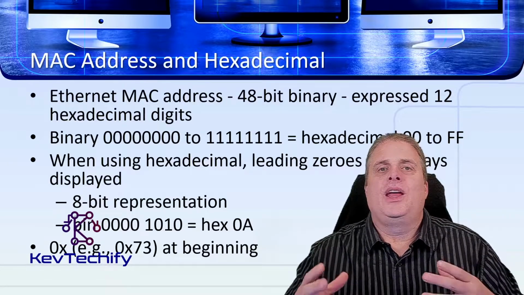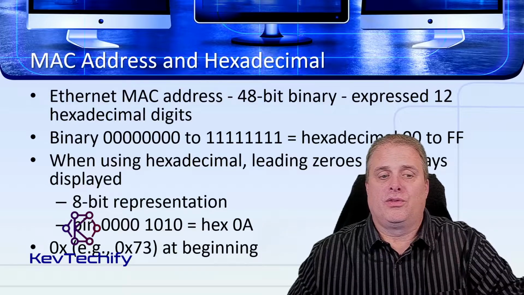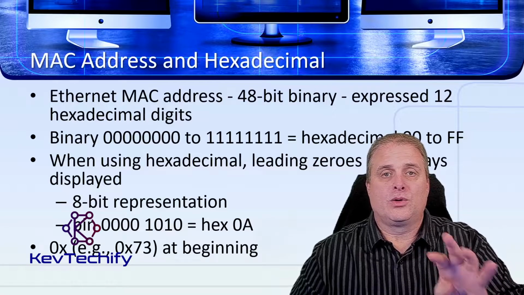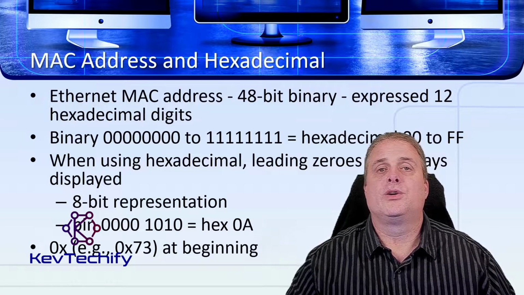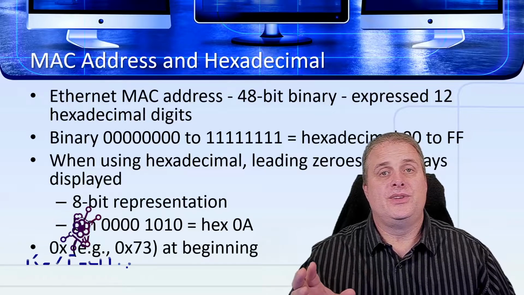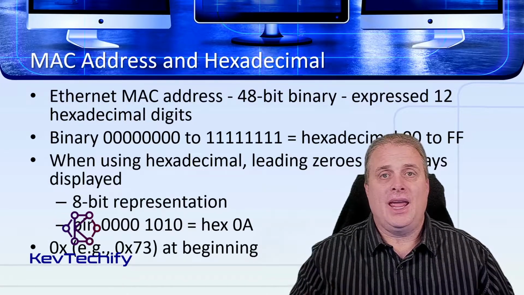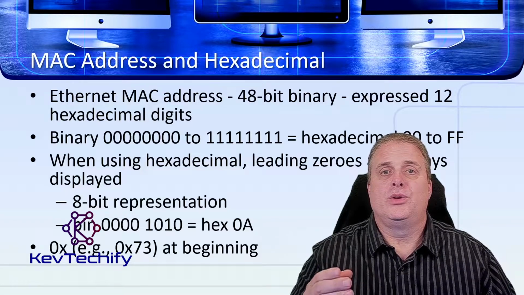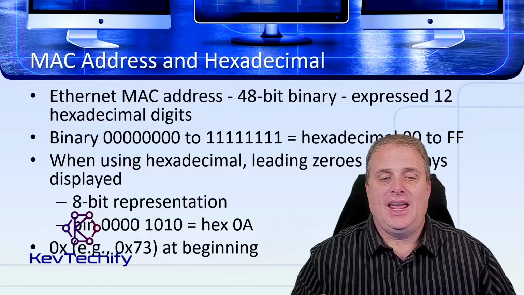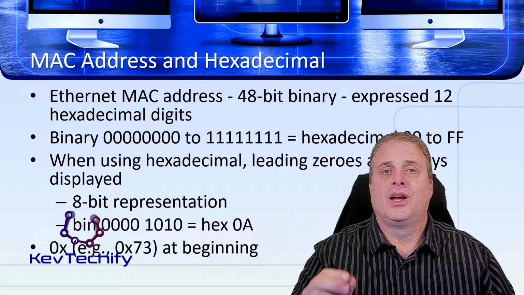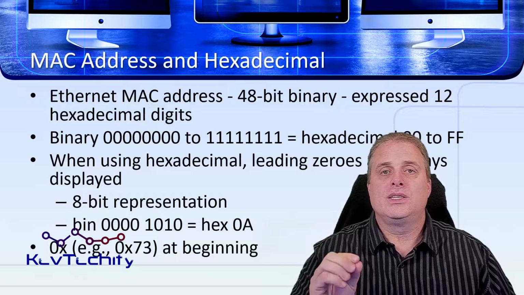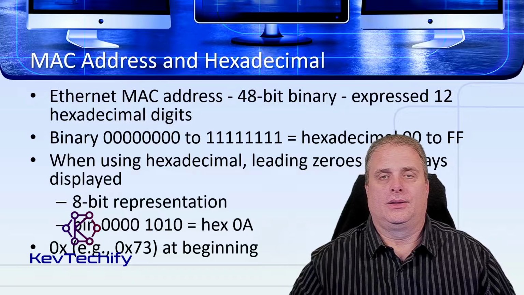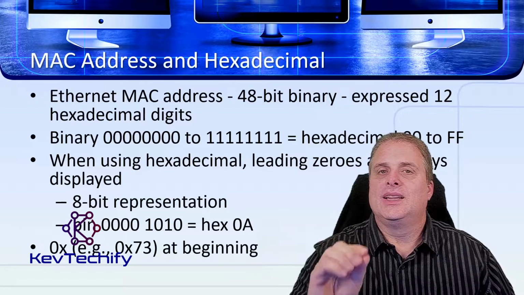And so if we have a binary that starts off with 4 zeros and then 1010, that's equivalent to 0 for the 4 zeros. 1010 in binary, we convert into decimal. That is the number 10, but in hexadecimal, there is no number 10. So what we have to do is go from 9 to A. And so the binary of 4 zeros followed by 1010 is equal to the hex of 0A. And once again, we need to make sure we put that leading 0.